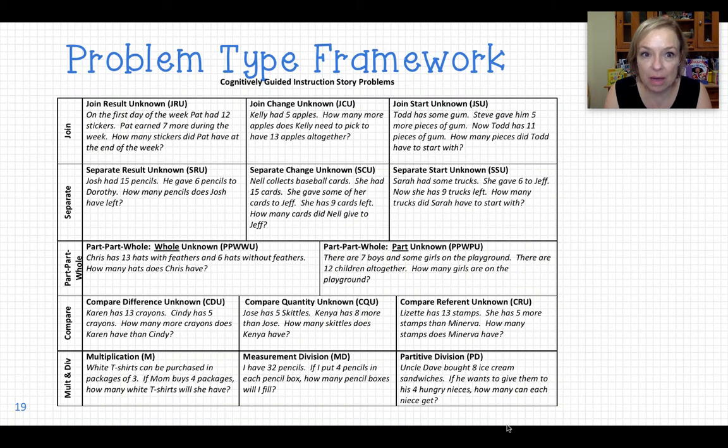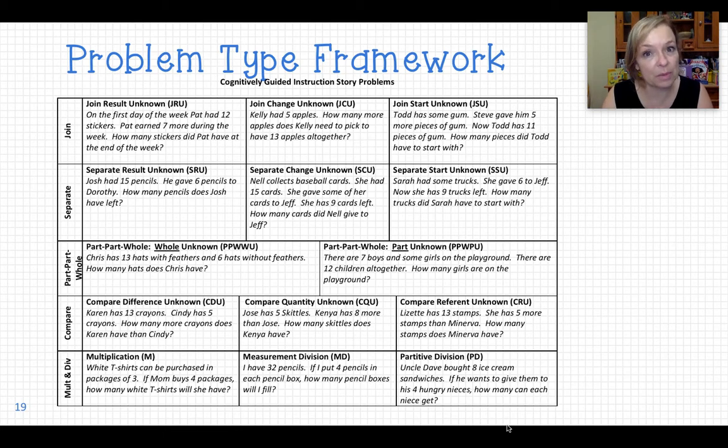We have talked about the problem type framework. And as we move into your lesson plan assignment next week, you're going to want to be familiar with these, particularly the joining and separating problems, because you'll be using this framework to help generate some problems for your lesson plan. So we have all these different types of problems. We will begin grouping problems next week, so don't worry about those at this point.